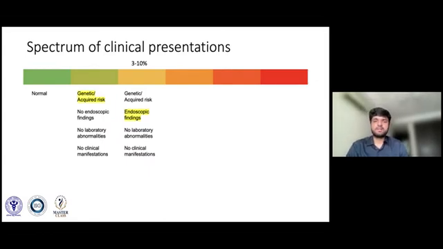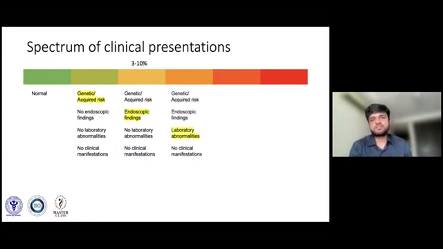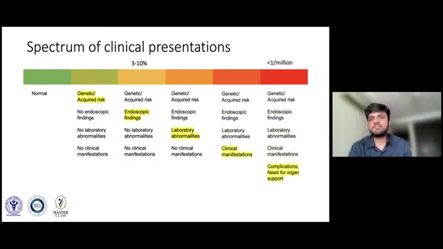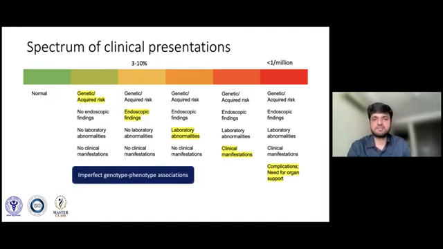And these usually appear as whitish spots that are visible. And again, these patients have no laboratory abnormalities and no clinical manifestations because they're essentially in an equilibrium state. Finally, once the patients progress further, they may have some laboratory abnormalities, and very few patients actually have clinical manifestations. And the complications and need for organ support may be even rarer, in less than 1 in a million patients.